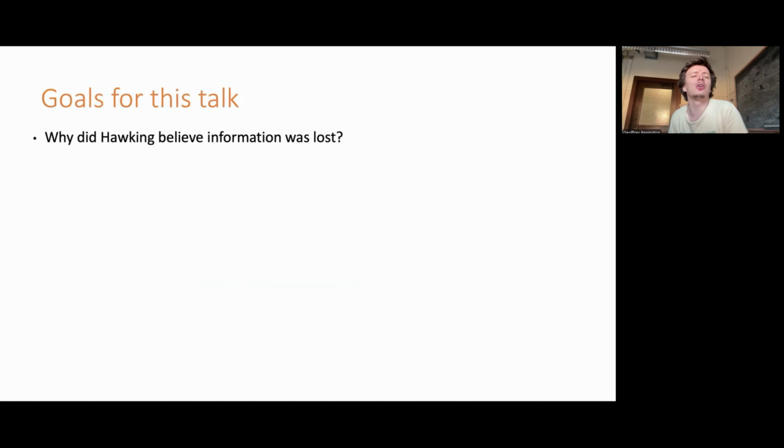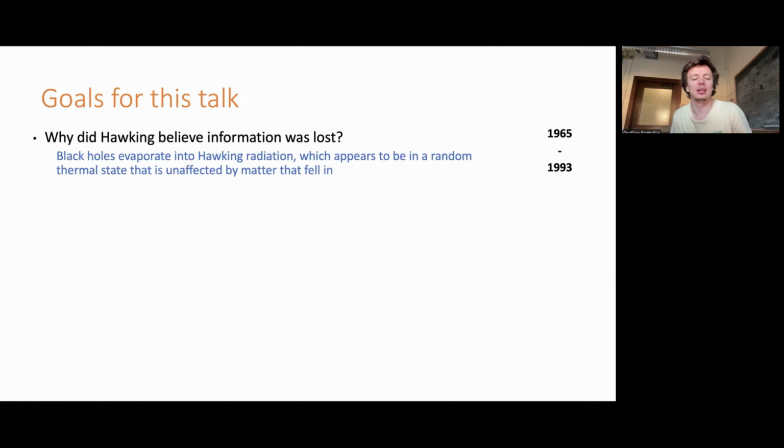So the goal for this talk is a fewfold. The first is to try and explain at a high level why Hawking made such a radical claim. Why did he believe information was lost? In very brief summary, it's because the black hole, if you leave it, turns out to evaporate. It's not actually black, it's just dark gray. And it seems like the radiation that it emits forgets about the state of the matter that fell in.